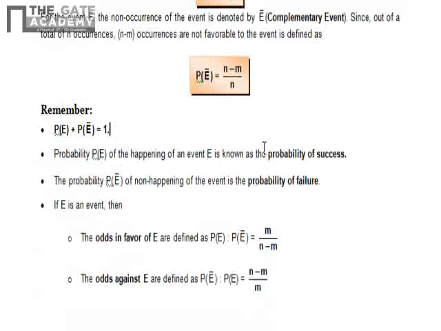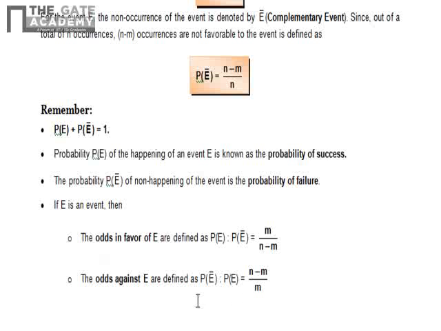Probability of E is also called probability of success. Probability of E bar is also called probability of failure. There are two more terms, odds in favor of E and odds against E. Odds in favor of E means probability of E upon probability of E bar, and odds against E is probability of E bar upon probability of E. Why am I giving these two terms? Because sometimes in the question they give these terms, odds in favor and odds against. So keep in mind, and the final formula is m upon n minus m.